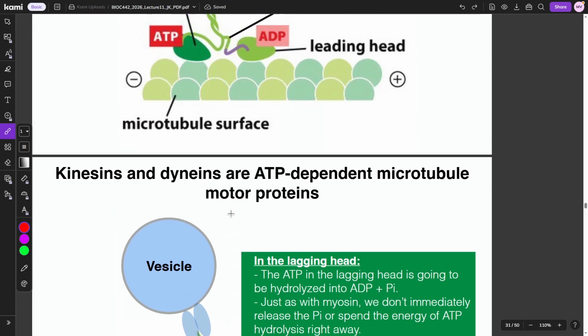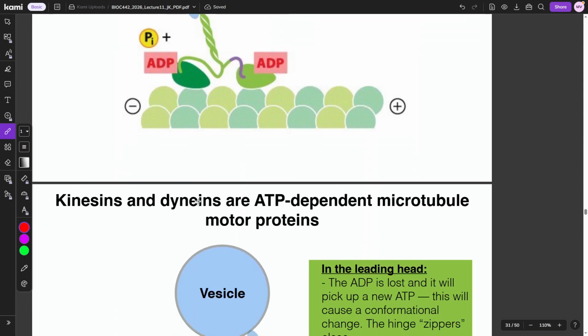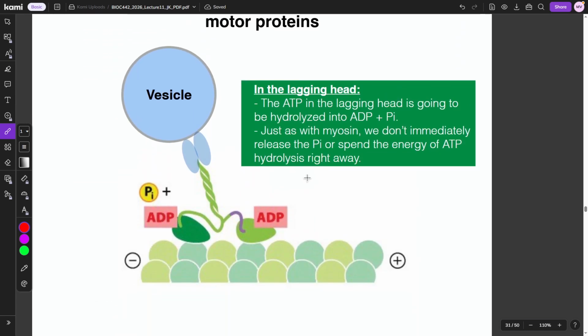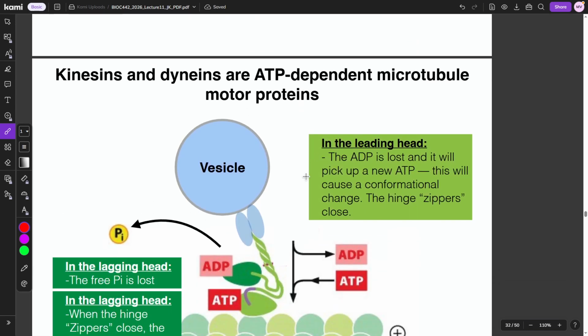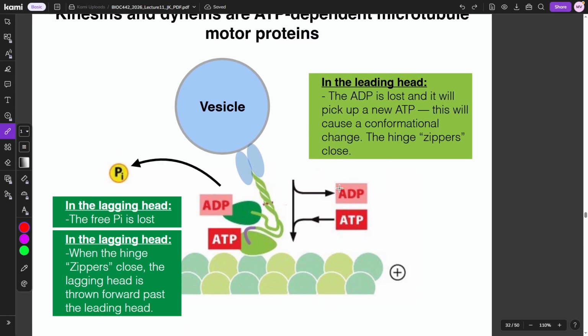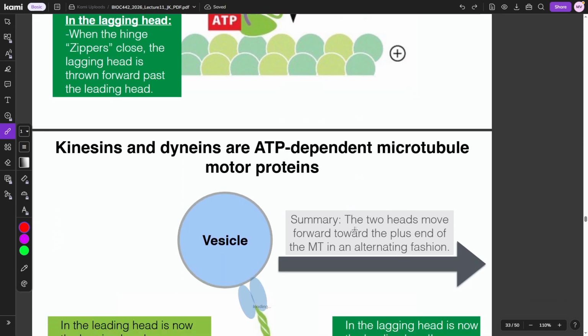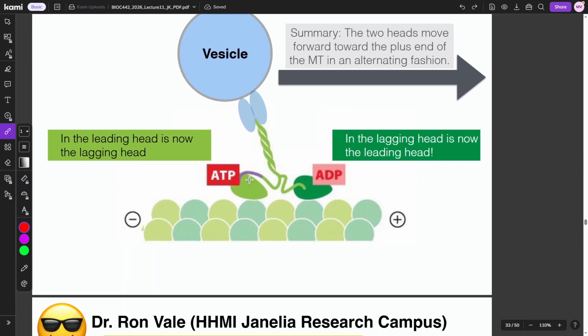So ATP is bound, hydrolysis, we get ADP-Pi. The Pi is then released, and when the Pi is released, it causes the movement. And while that movement is happening, the ADP on the other leg is replaced with an ATP. And so now this process repeats again. This ATP is hydrolyzed, the Pi leaves, and then this shifts over, and this ADP is replaced with another ATP.